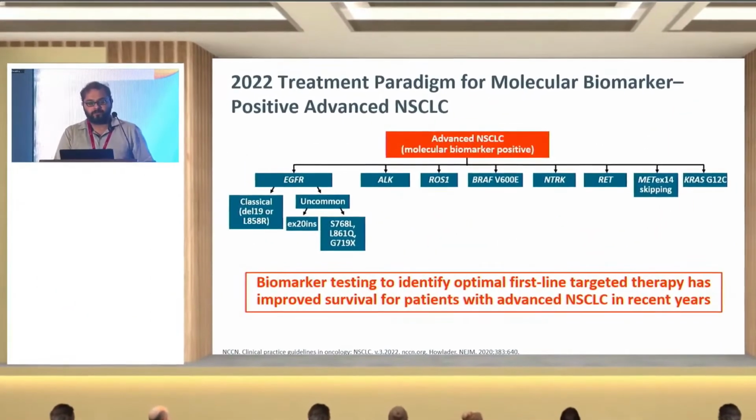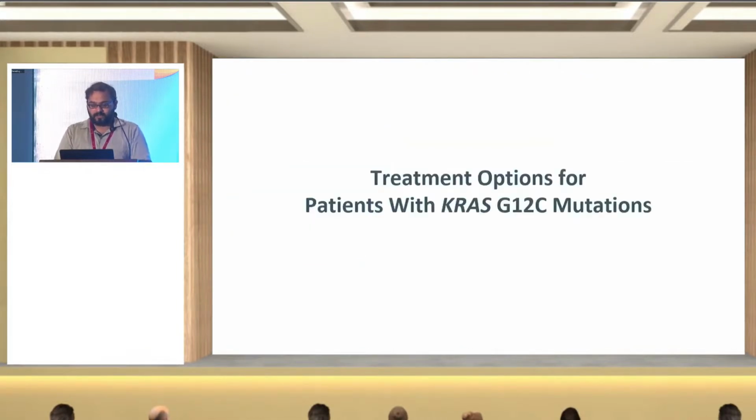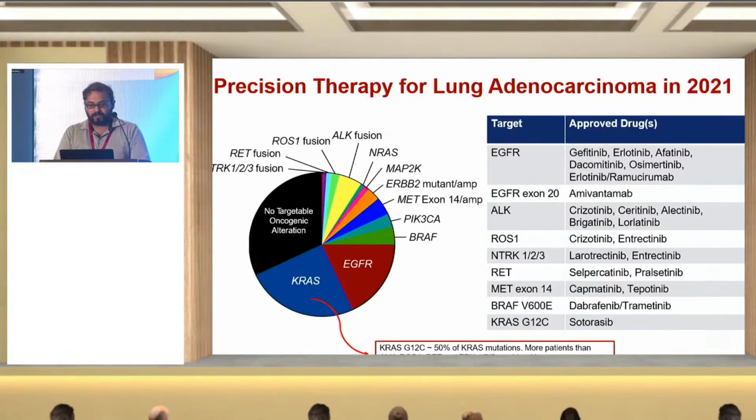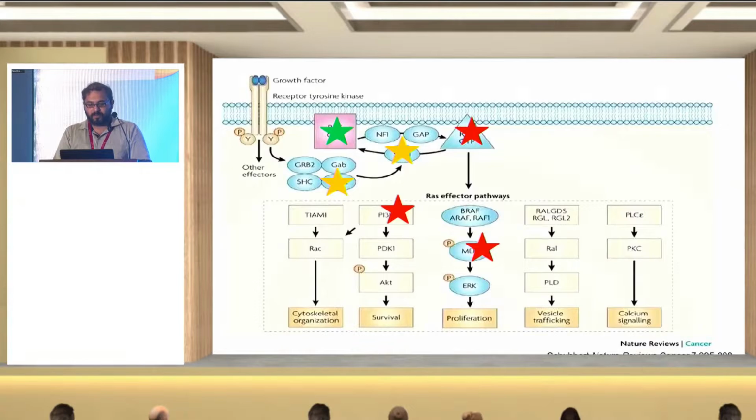So we have seen a lot of discussions over KRAS in the past many years. Lung cancer treatment has changed a lot, with more and more options coming in. KRAS has been one of the oldest mutations, found in nearly 37% of non-squamous carcinomas and 4% of squamous carcinomas, with significant heterogeneity in specific mutations and co-mutations. G12C is one of the most common variants, comprising 40% of KRAS mutations in total. Lung adenocarcinoma is now totally molecularly driven, and the more patients we screen, the better it is.